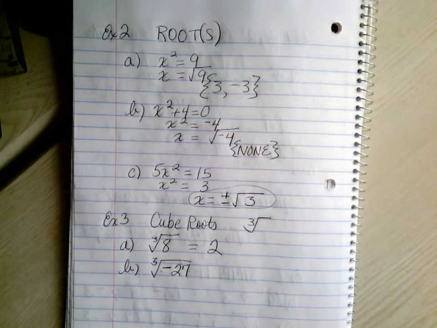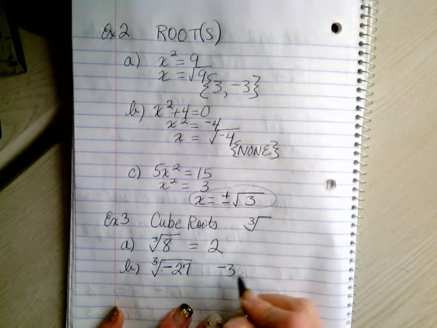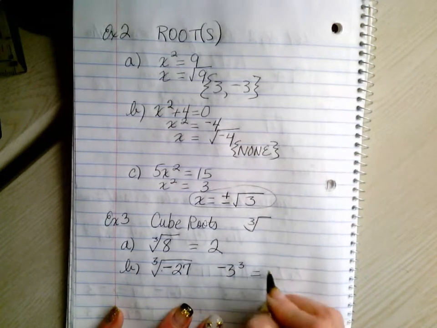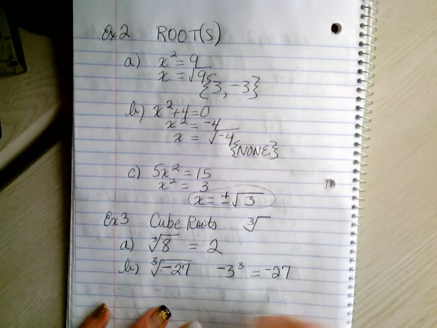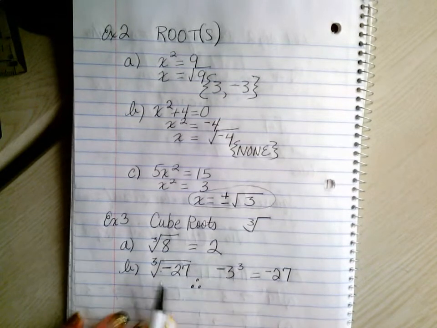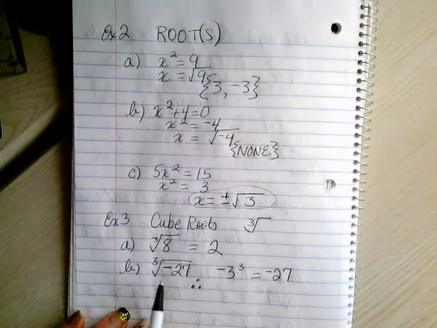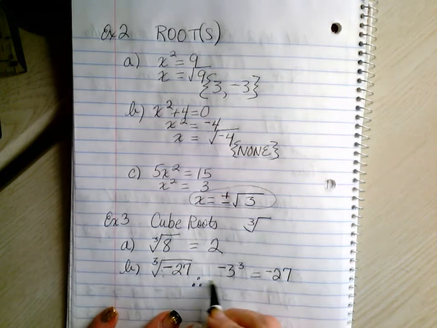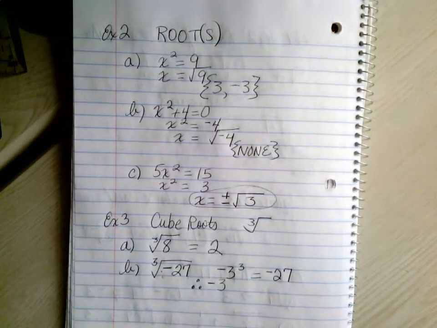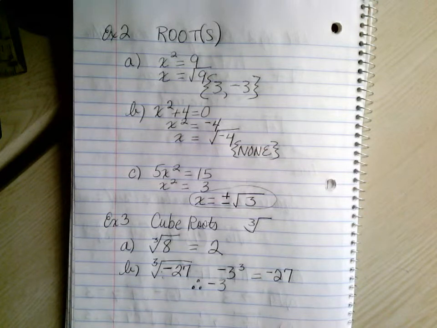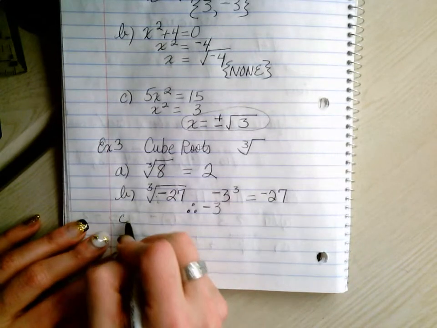Okay? They can have a cube root, right? 3 times 3 is 9 times 3 is 27. That would be the positive. But if I take -3 and I cube it, I do get -27. Therefore, the cube root or odd indexed roots can be a negative. Okay? Cube roots can be a negative.